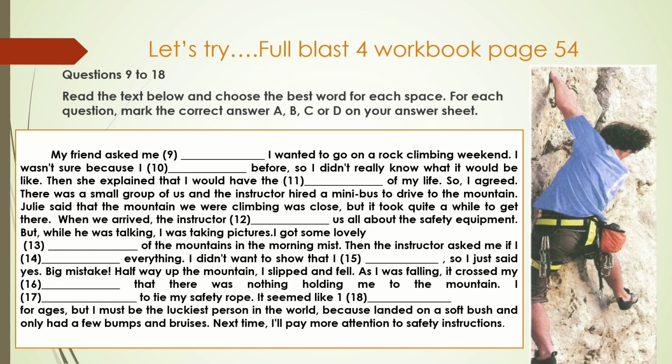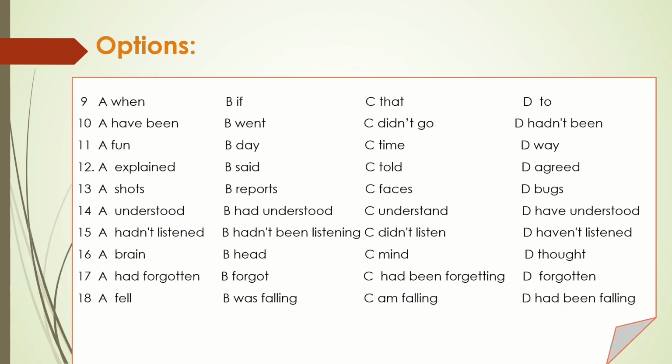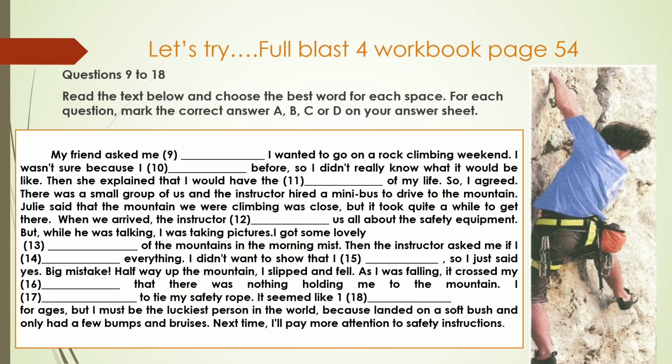So as I was falling, it crossed my mind that there was nothing holding me to the mountain, I forgot to tie my safety rope. Okay, what did he do? I forgot, I had forgotten, I had been forgetting. So I forgot to tie my safety rope. This is simple past tense.